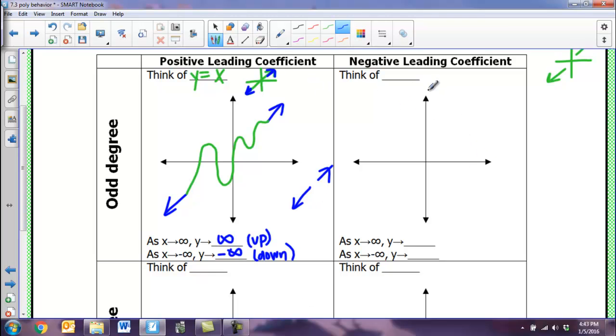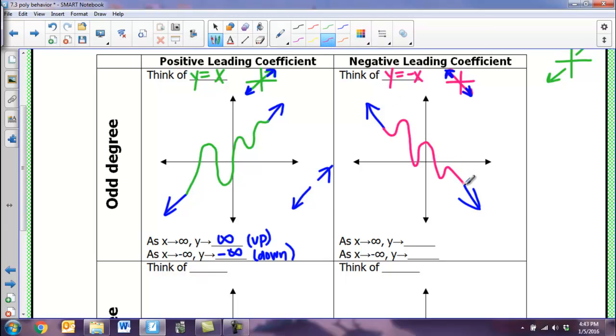Now, negative leading coefficient with an odd degree. We're going to think of another one that we use a lot, and that's y equals negative x. This has a degree of 1, and with it negative, all it does is flip the slope. When you look there, you see that it's going up and then down. That's what this polynomial is going to look like. If we had my arrows, that's how it's going to end. And who cares about what it looks like in the middle right now?